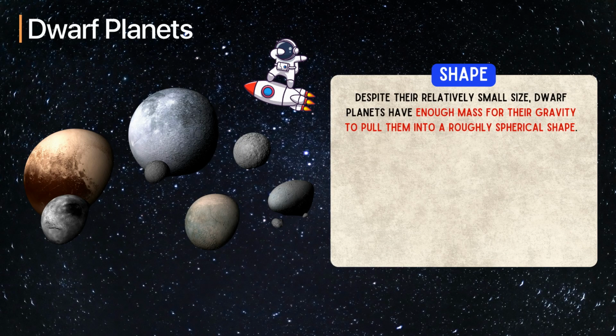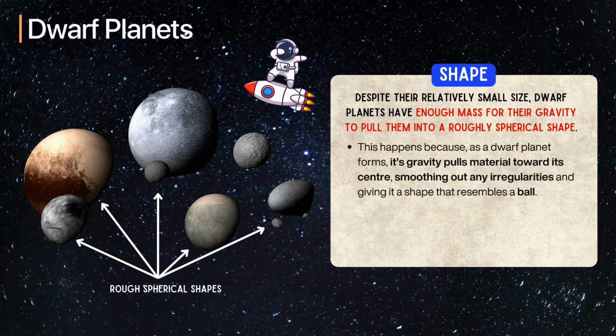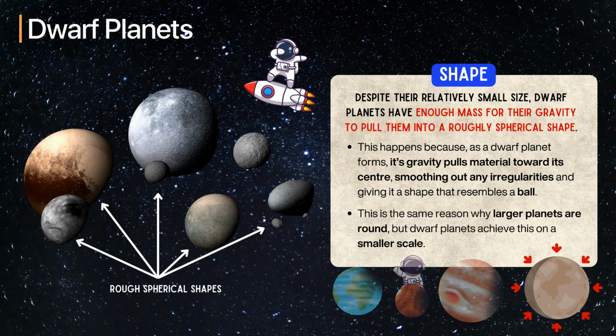One of the interesting features of dwarf planets is their shape. Despite their relatively small size, dwarf planets have enough mass for their gravity to pull them into a roughly spherical shape. This happens because as a dwarf planet forms, its gravity pulls material toward its center, smoothing out any irregularities and giving it a shape that resembles a ball. This is the same reason why larger planets are round, but dwarf planets achieve this on a smaller scale.